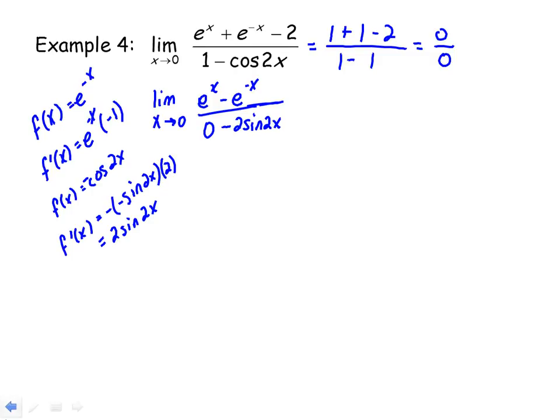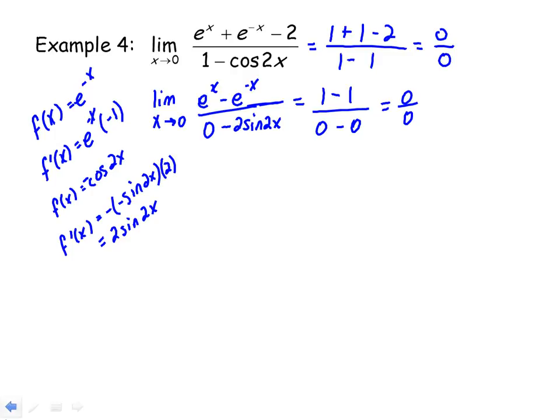Okay, let's apply the limit again. E to the 0 we know is 1. Minus e to the 0 again is still 1. Over 0 minus, what did we say sine of 0 was? What is sine of 0? 0. So we're going to get 0 over 0. Well, it's not. You got an indeterminate form again.